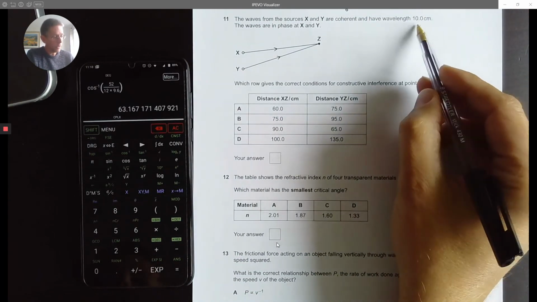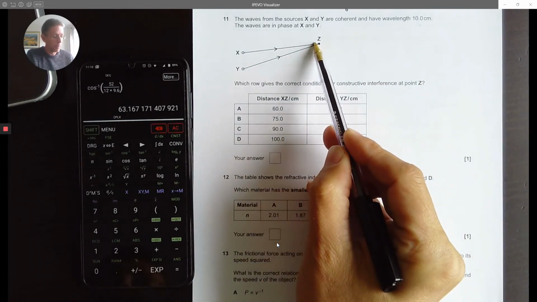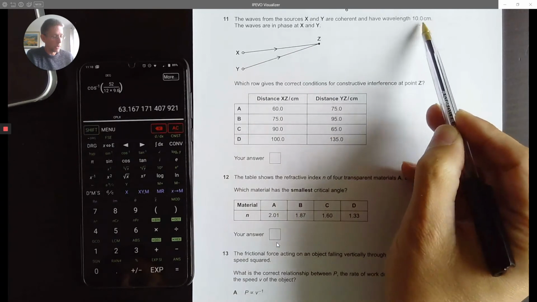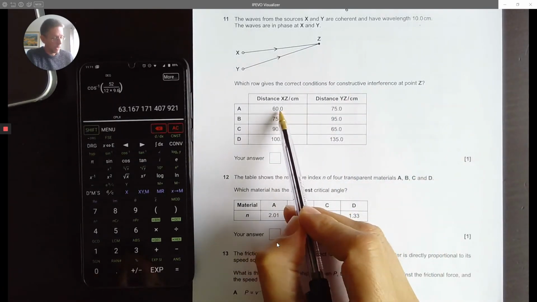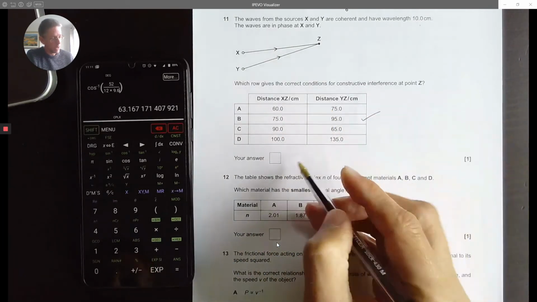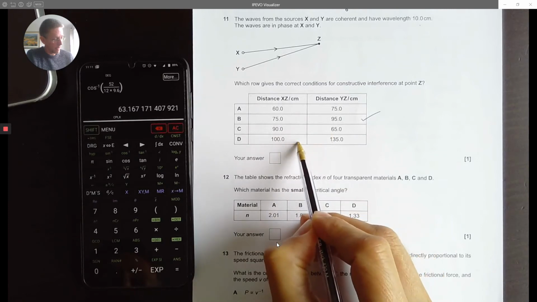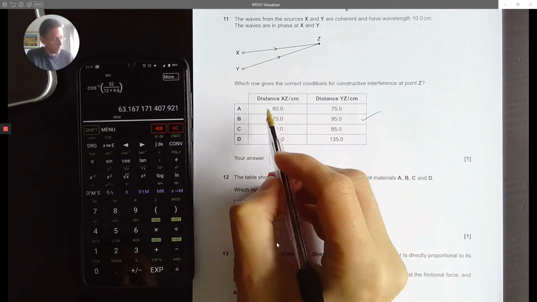So what we're looking for here is for this distance to be different from this distance by multiples of 10. So 10, 20, 30, 40. So what we're looking for here is that's 15, that's 20, that looks good. That's 15, and that's 35. So 10, 20, 30, 40, that's what we were looking for, and that's that one there. Our answer is B.